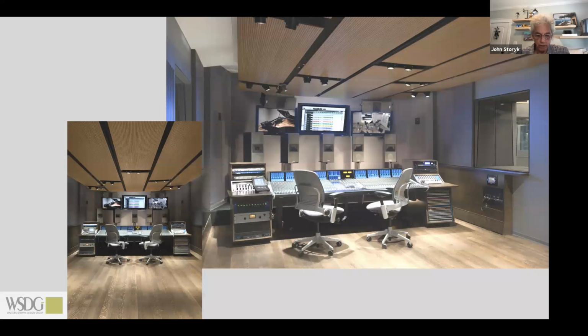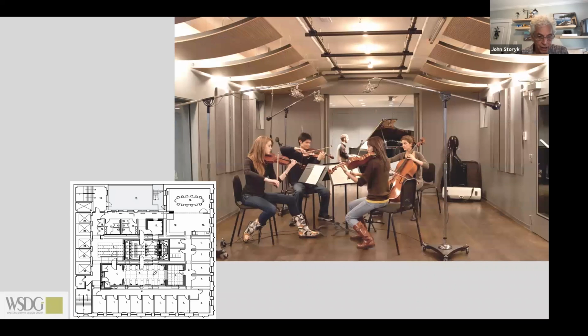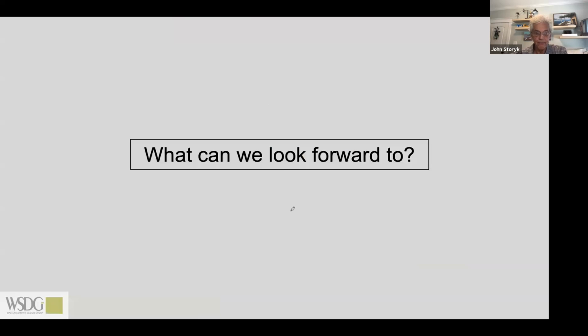And so this is the control room that they look into, and that's the studio right over here that they can see into through some openings in that truss that we were able to get. Okay, these are absorbers and reflectors at the same time. So what can we look forward to? Let's just jump to the future, because that was the promise.